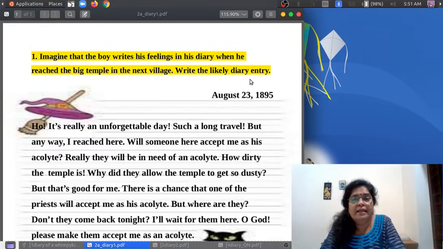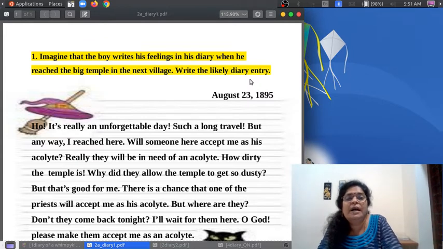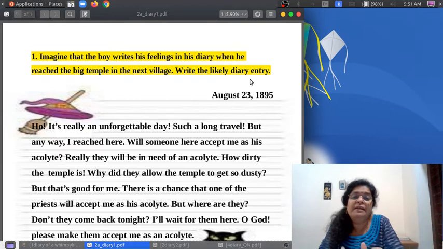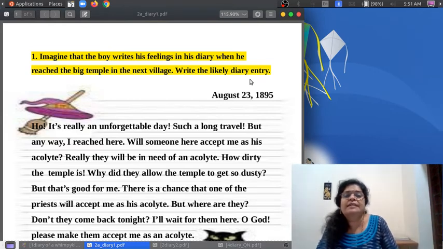The boy reached the next village, the big temple in the next village. And you know what happened there at night. There was no one in the village, in the temple. And he drew some cats and he slept there. That is the context. So, at that night, he writes a diary. What will be that diary? That is our question. So here is the diary.